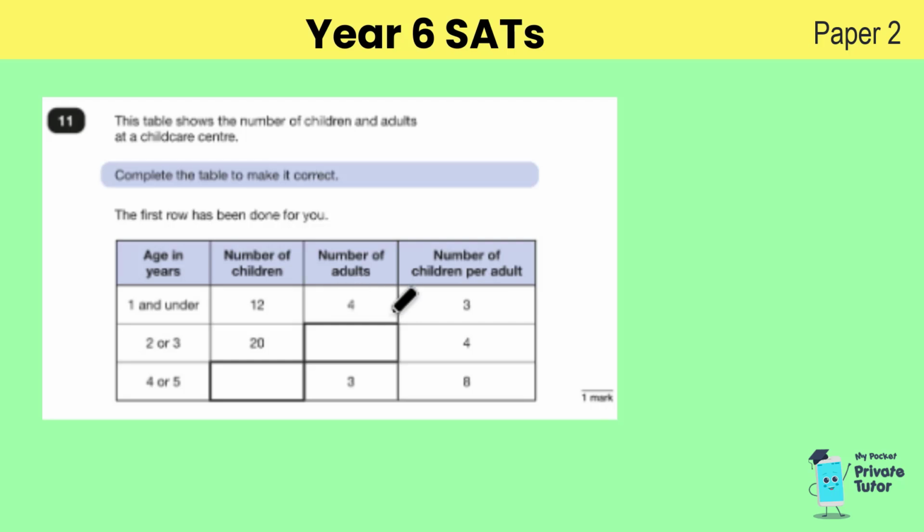If there's 4 adults, times that by 3, there are 12 children. So we're timesing the number of adults by 3 or dividing the number of children by 3. In this next column we can see the ratio is 4, therefore we are dividing the number of children by 4, so our answer is 5. In our next row the ratio is 8 children per adult, so we are multiplying the number of adults by 8, that is 24.